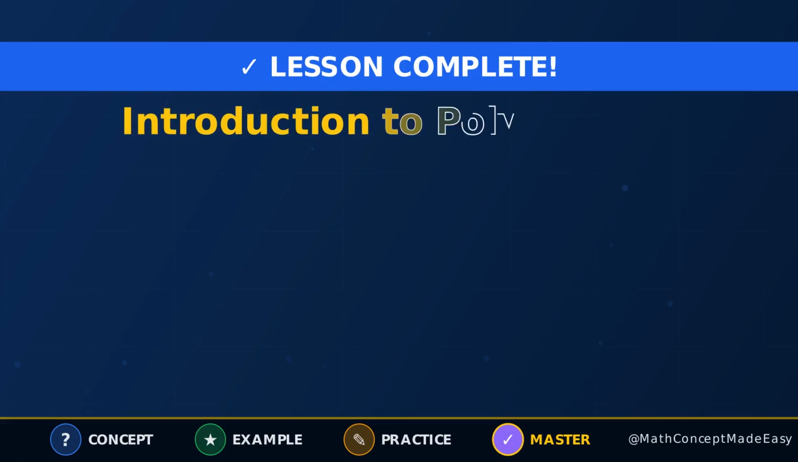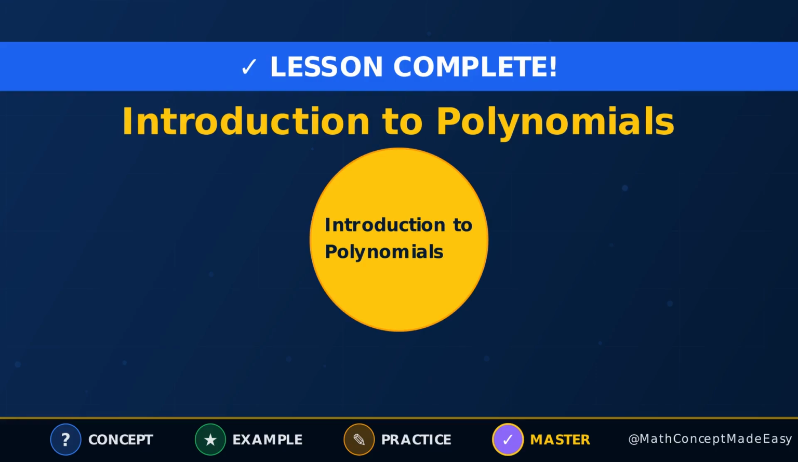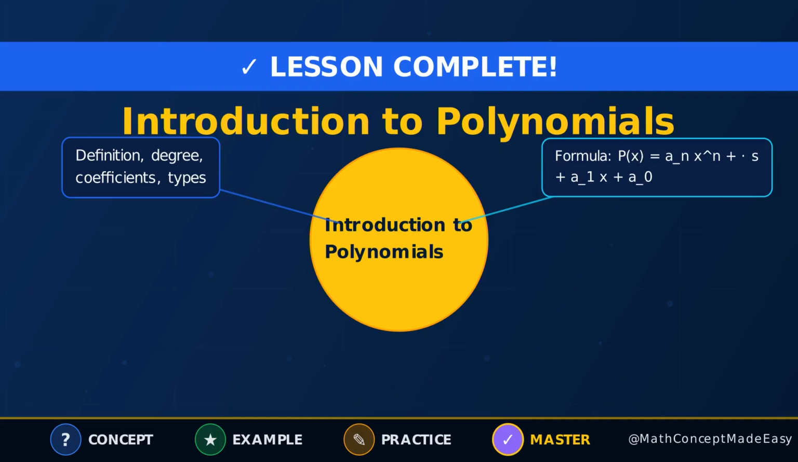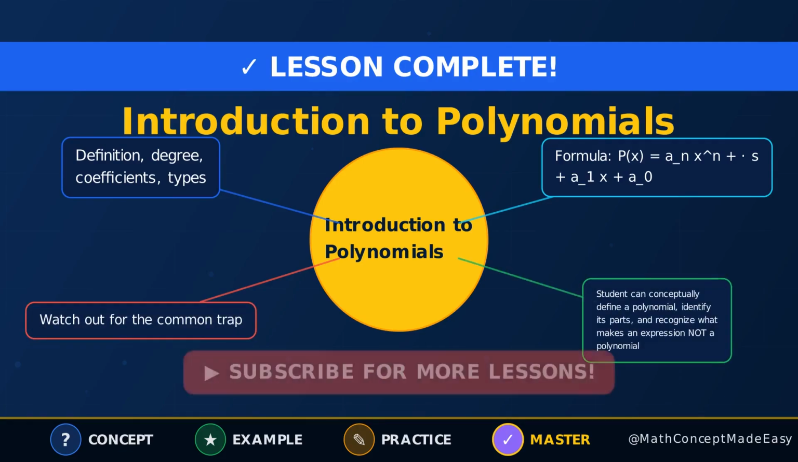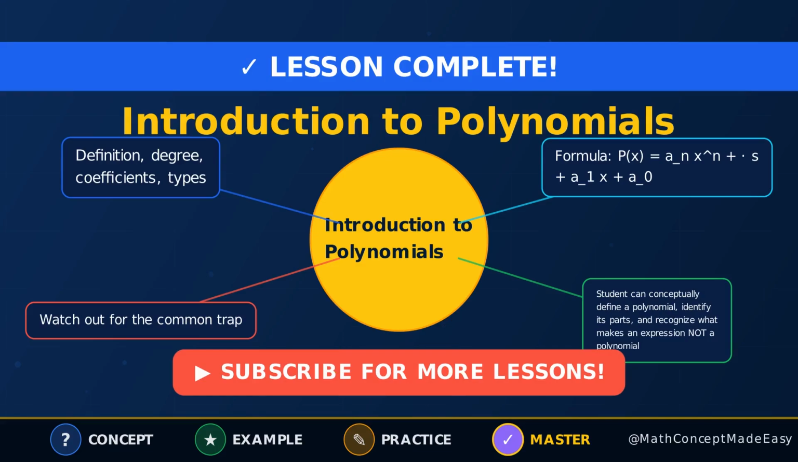Let us bring today's lesson together in one picture. At the center of everything sits Introduction to Polynomials. We explored definition, degree, coefficients, types. The one formula to remember is p of x equals a series of terms where every exponent is a positive whole number. Watch out for the common trap we discussed. And remember our goal: students can conceptually define a polynomial, identify its parts, and recognize what makes an expression not a polynomial. Next lesson, zeros of a polynomial: finding zeros, graph connection, meaning.